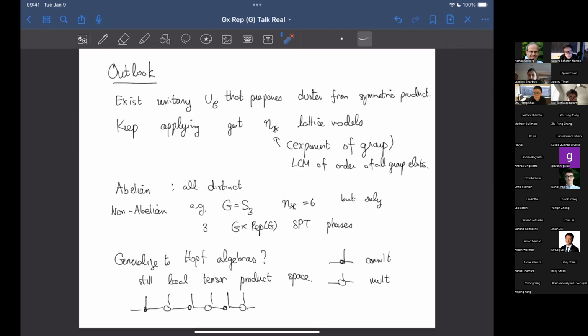That's true. That might be special for choosing a Hopf algebra as an input rather than a general fusion category. Okay. Any other questions?